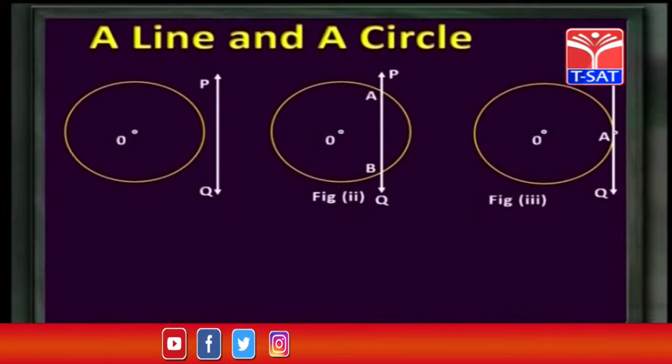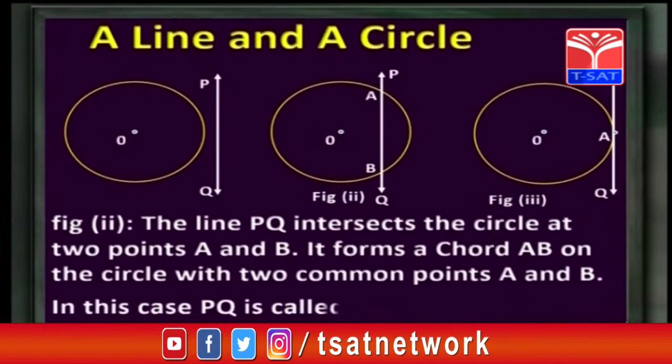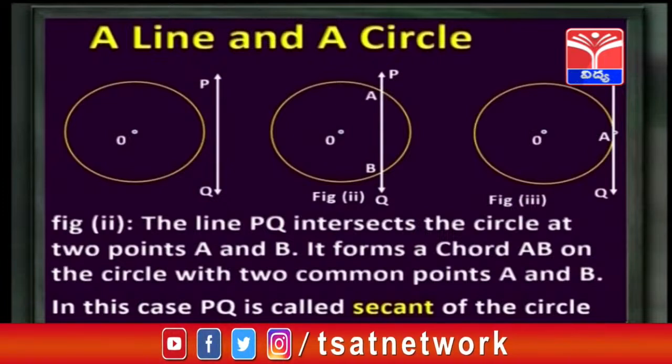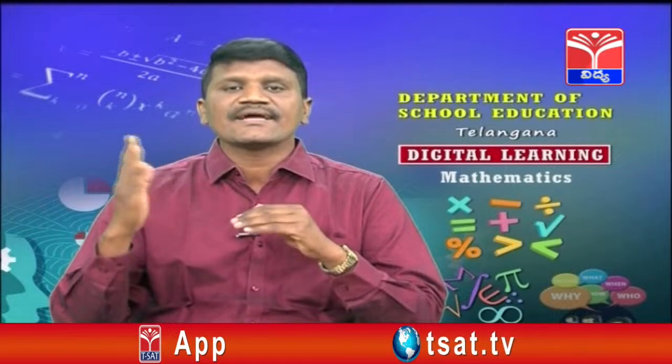In figure 2, the line PQ intersects the circle at 2 points A and B. It forms a chord AB on the circle with 2 common points A and B. In this case PQ is called a secant of the circle. So in the first figure there is no common point, and in this second figure two common points A and B are there. That means a line which is passing through the circle is called the secant of the circle.